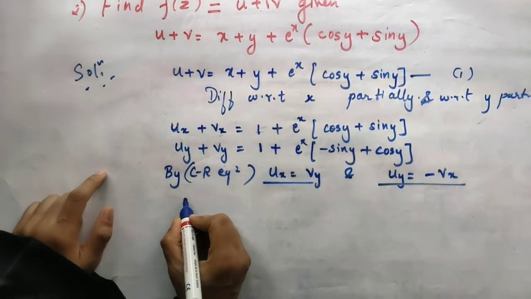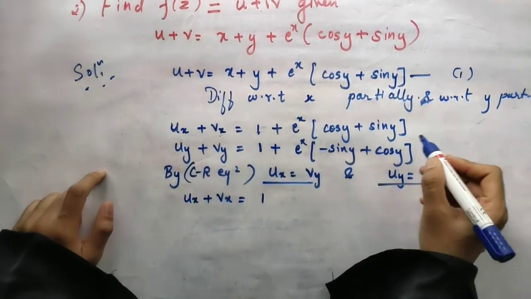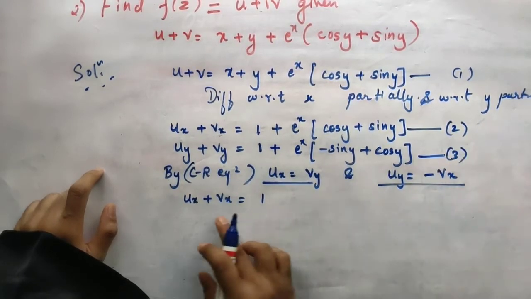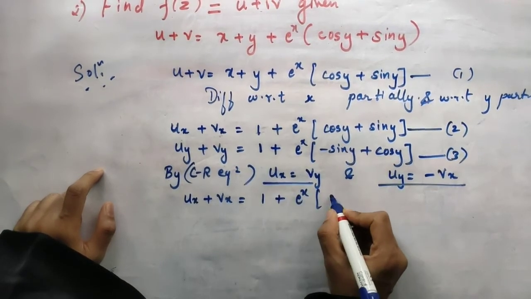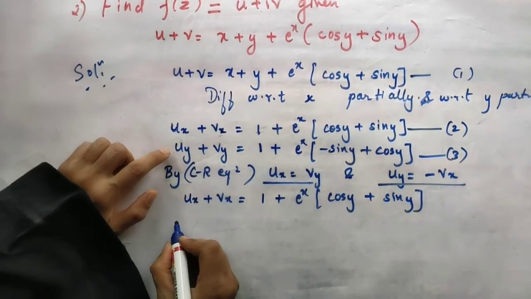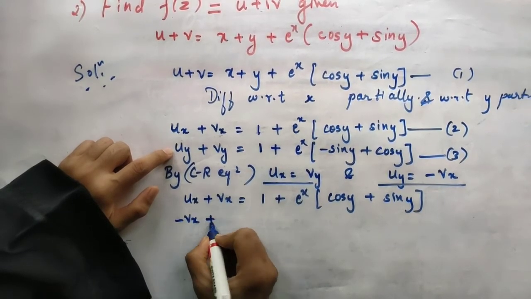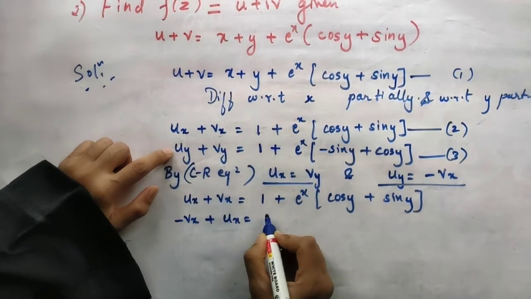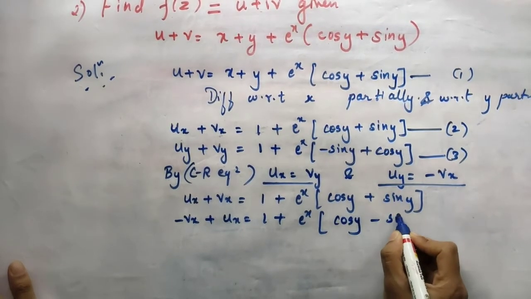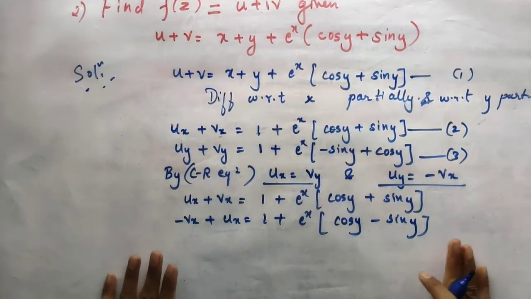So you will get the first equation as it is. I'll write it here. There are no changes in the first equation, where we differentiated with respect to x. This is the second equation, this is the third equation. In the second equation I'm not making any change, so keep it as it is. In the third equation I am replacing u_y by minus v_x, and v_y by u_x, so minus v_x plus u_x is equal to 1 + e^x (cos y minus sin y). You can rewrite it like this also, the third equation. I hope this step is clear to everyone.